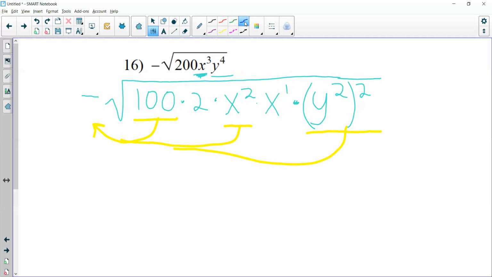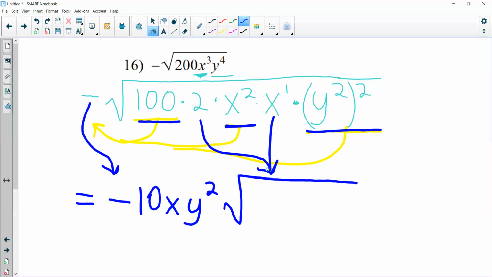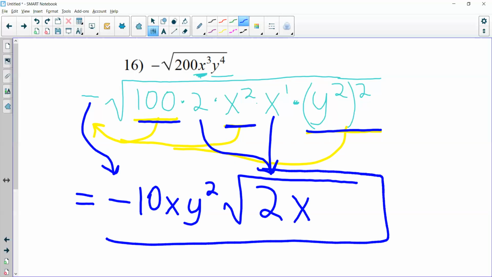And we will end up with negative, because the negative sign is still there. Square root of 100 is 10. Square root of x squared is x. Square root of y squared squared is y squared times radical. This 2 and this x will remain. And there's my answer.